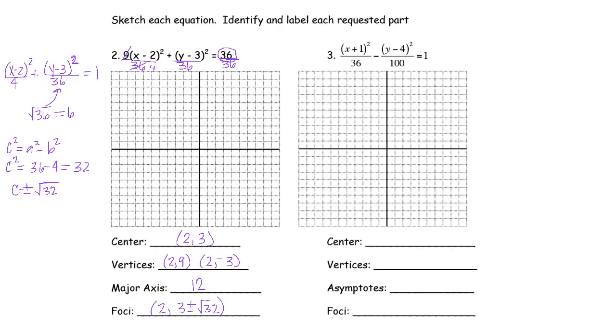All right, so for our next one, this looks like it's going to be a hyperbola. We're already in our standard form, other than you might want to change 36 to be 6 squared and 100 to be 10 squared. If we come down here and look, our center is going to be negative 1, 4. And again, with the rest of this, you can verify with your calculators.